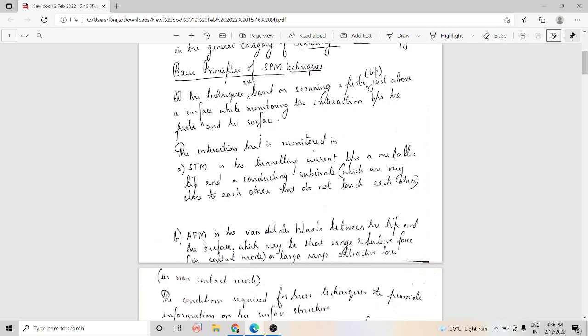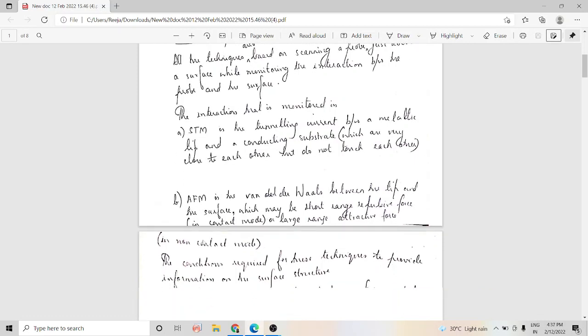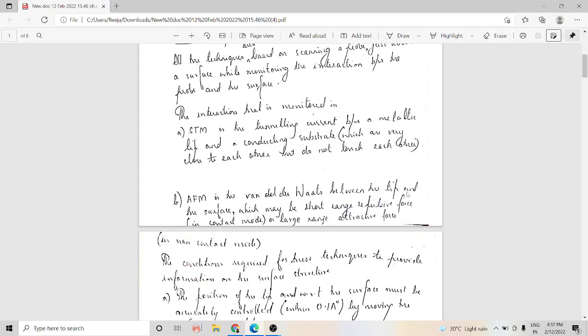Whereas in atomic force microscope, the second equipment used to determine the surface structure of our nanomaterial, it is the van der Waals force which exists between the tip and the surface, which may be a short range repulsive force in its contact mode and a long range attractive force in the non-contact mode, that is measured. In the atomic force microscope, it is the van der Waals force between the tip and the surface which is measured, whereas in STM, it is the tunneling current between the metal tip and the conducting substrate that is measured.